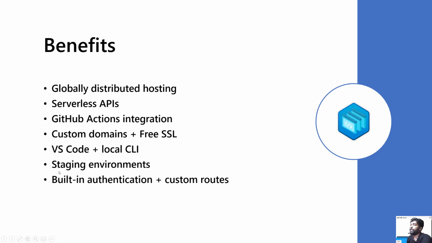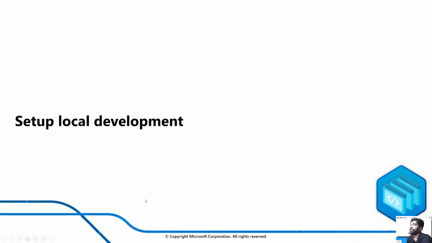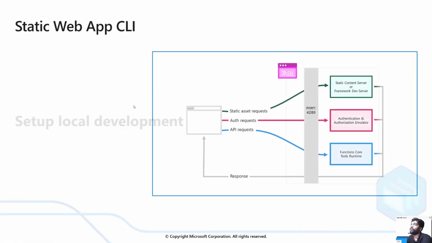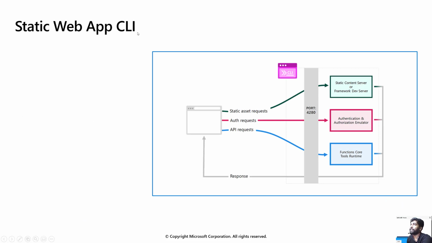And also there is an extensive support for the authentication, authorization, and also the custom routes as well. And finally, this is going to be an enterprise ready application. So now let's see how to set up with your local development. In order to set this up with your local development, you do need to have a static Web App CLI. So let's see how this works.